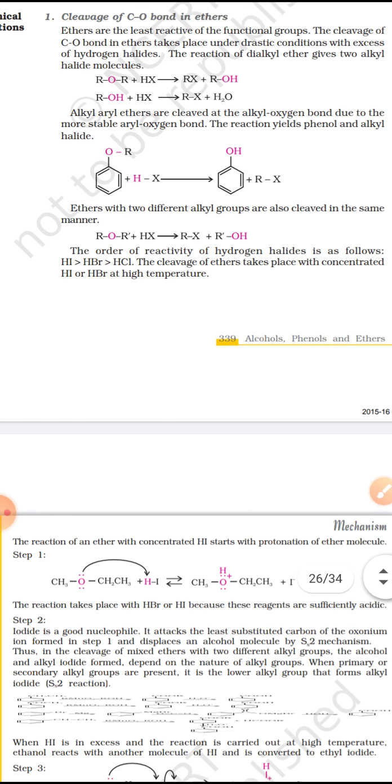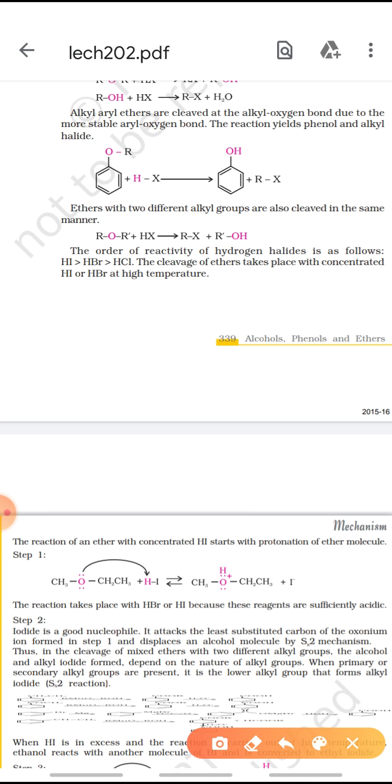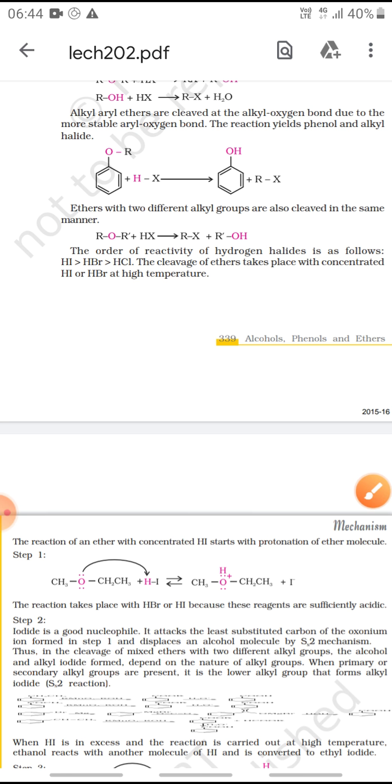Now, suppose we have an unsymmetrical ether in which both the parts are alkyl groups. Here also the cleavage takes place in the same manner: one part results in the formation of an alkyl halide and the other part results in the formation of an alcohol. Now children, you have to remember, if the halogen here is iodine, then the bond is longer and it can break easily. If it is chlorine, the bond is shorter and stronger, and it will not break easily.